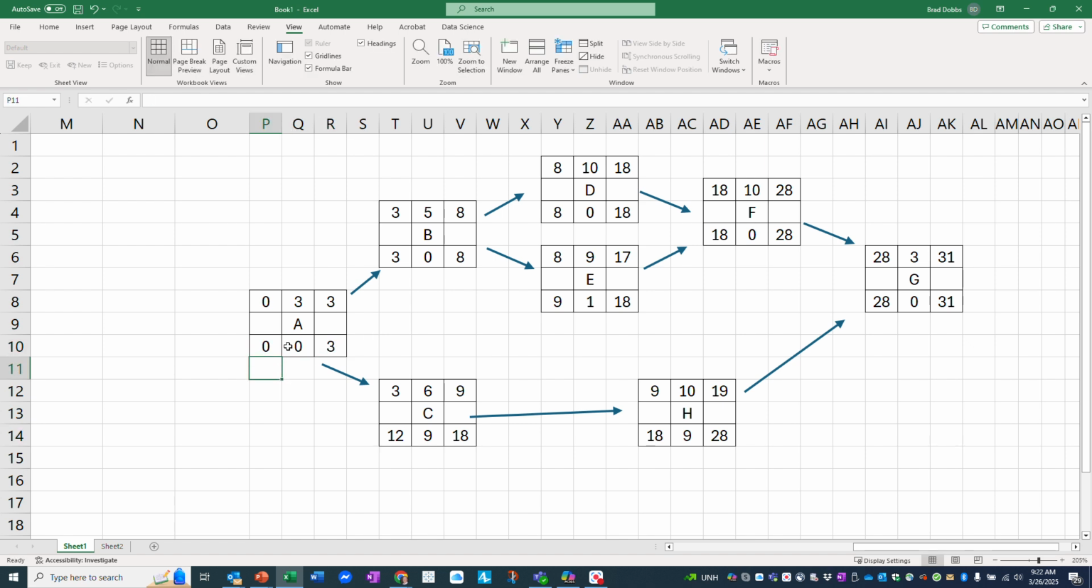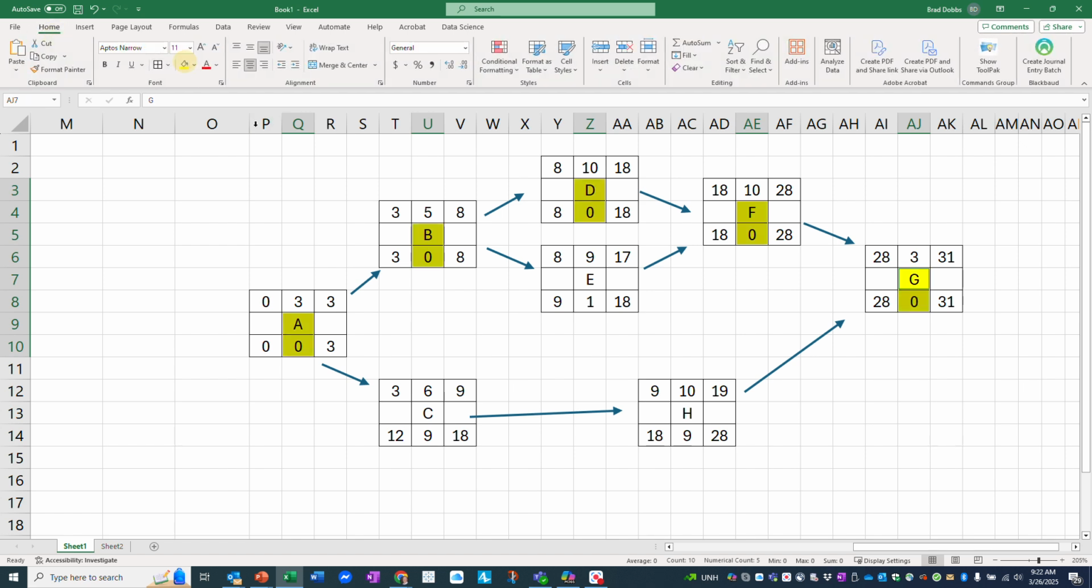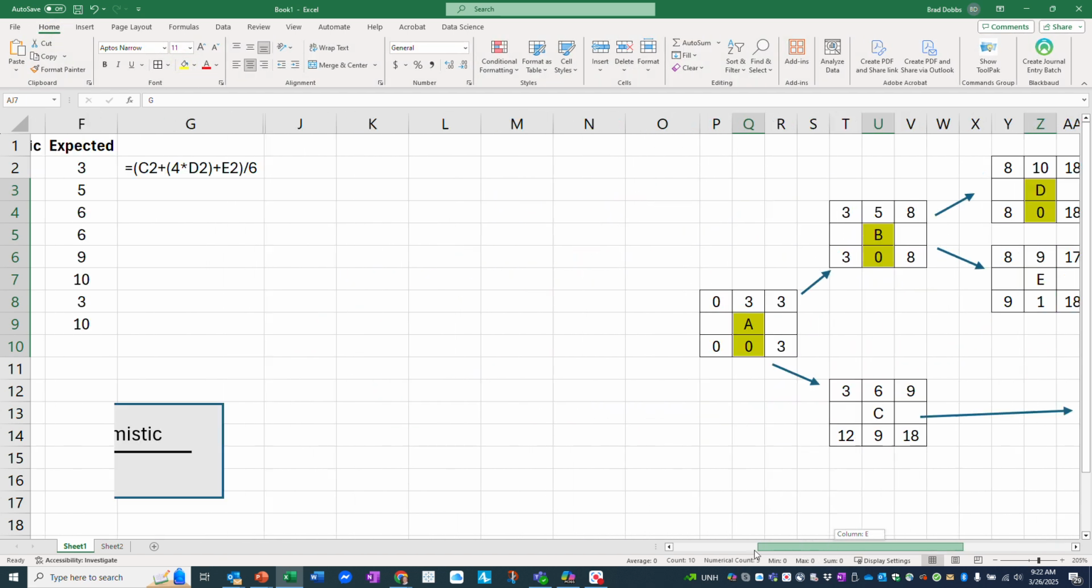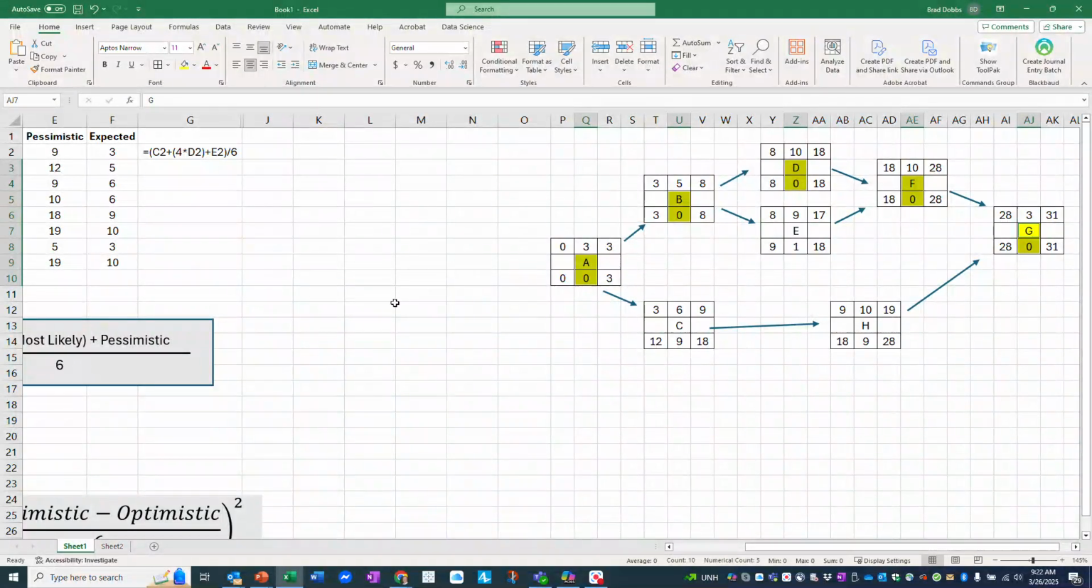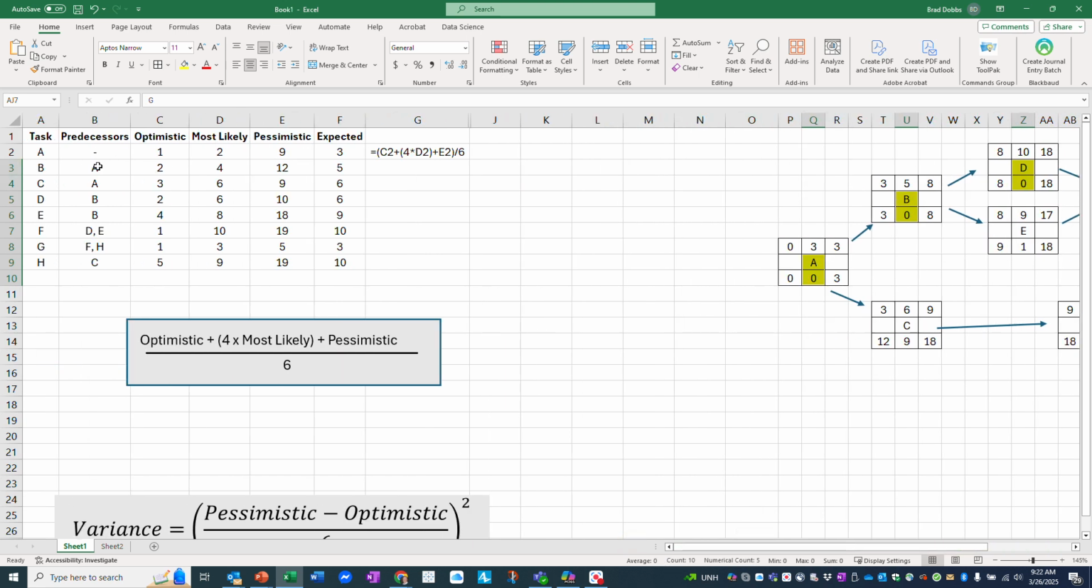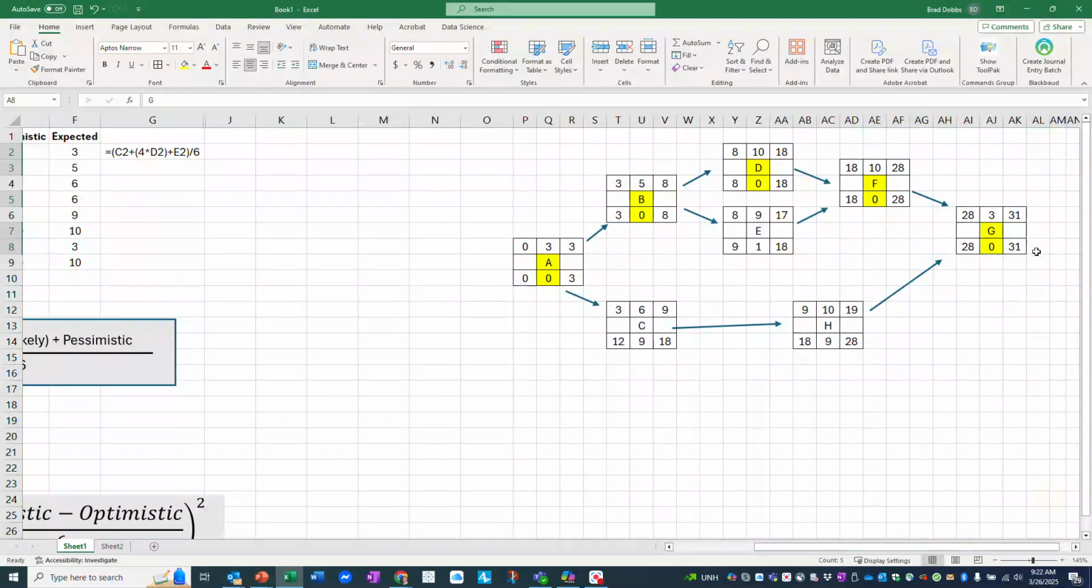Okay, so now we know our critical path is all of the tasks that have a duration of 0. I can go ahead and highlight those. That's going to be important momentarily here. We have A, B, D, F, and G. So move over here. A, B, D, F, and G. These are all my critical path tasks. All right, and I have a duration of 31.